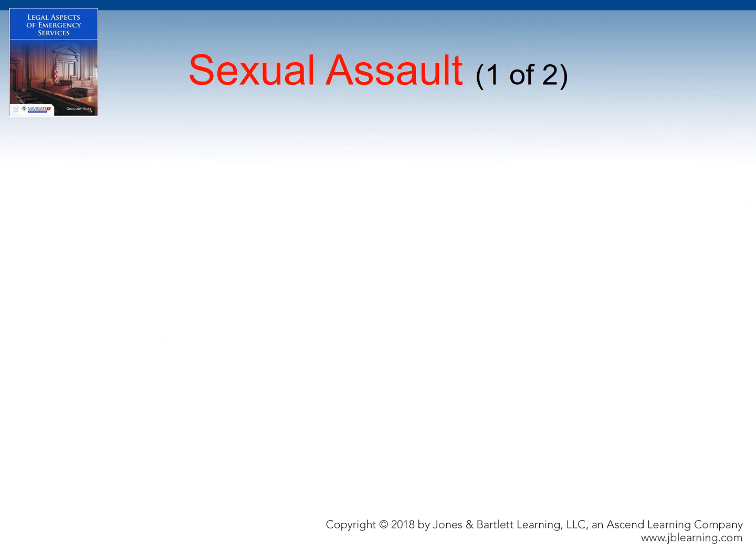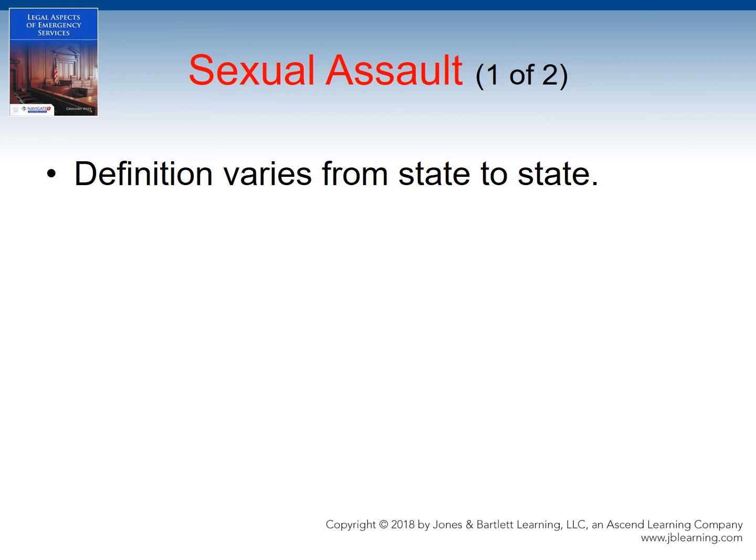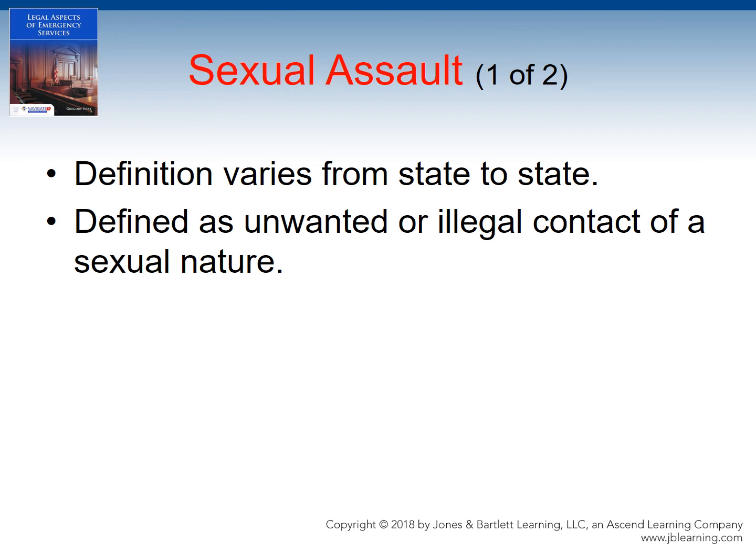Returning to crimes that have a significant impact on an individual's personal autonomy, the definition of sexual assault can vary significantly from state to state. Generally speaking, sexual assault is defined as an unwanted or illegal contact of another person that is sexual in nature.